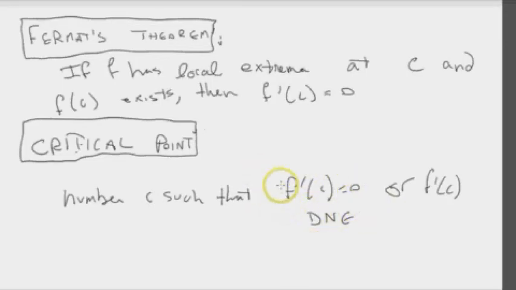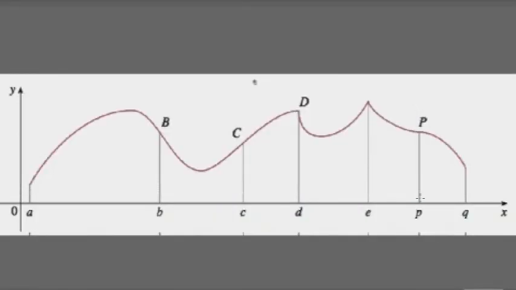If the derivative at a point is 0, then it's a local extrema. If it doesn't exist, then it's either a cusp point, in which case it's an extrema, or it's a discontinuity. And so let's look at that graphically. Here we go. So let me just demonstrate that Fermat's theorem kind of works.